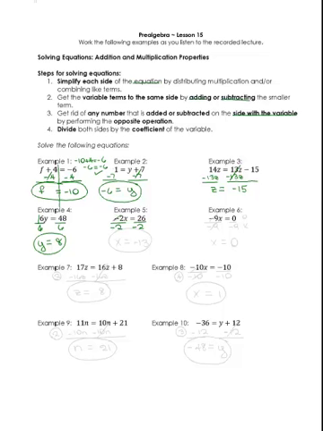The negatives will cancel because a negative divided by a negative is a positive. Negative 2 divided by negative 2 is positive 1x. And over here on the right, 26 divided by negative 2 is going to be negative 13. So that's my answer. X is equal to negative 13.